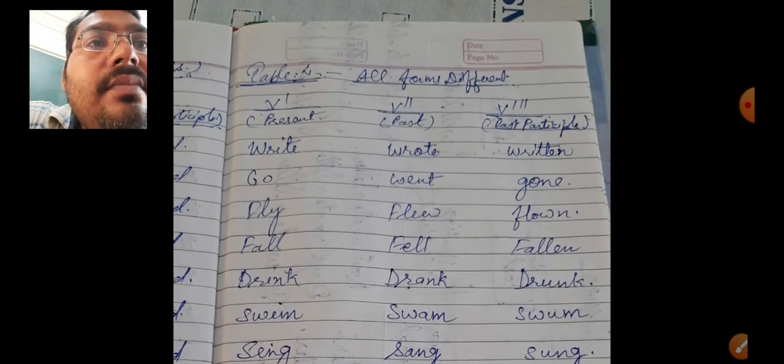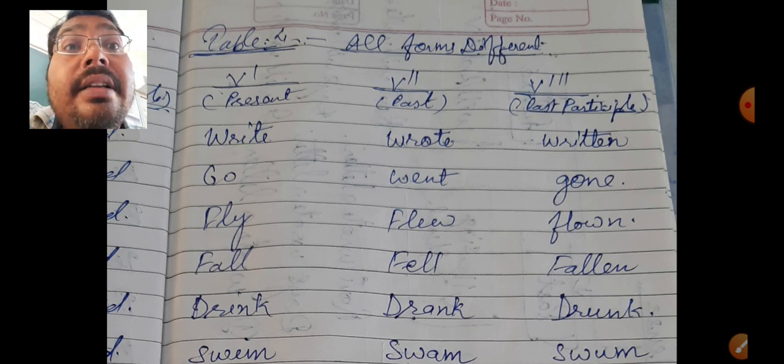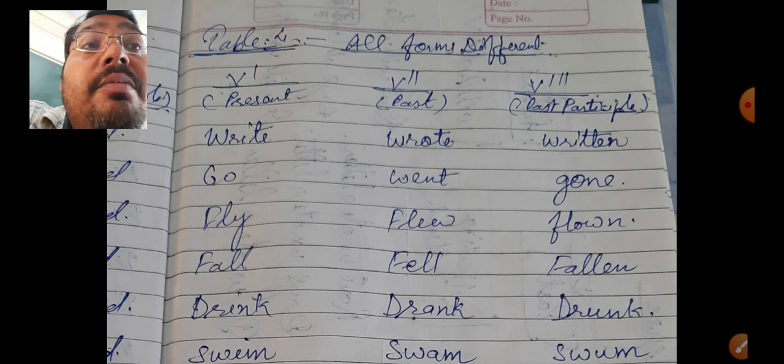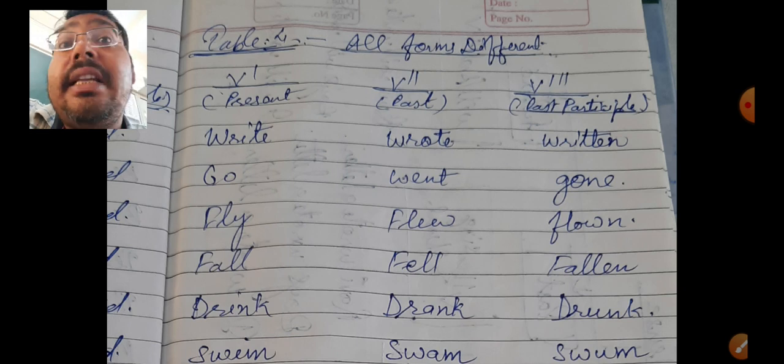And the last comes table number 4. Table number 4 is where all the 3 forms are different. You need to learn them. They can't be derived. You can't add anything to get them, and neither is any form the same. All the 3 forms are different. You must learn this, otherwise you can't do it.